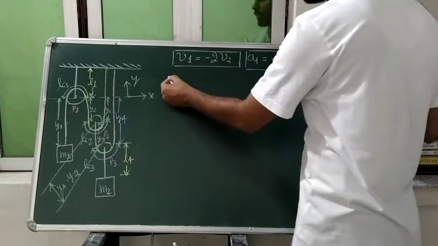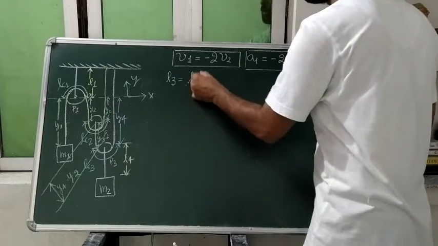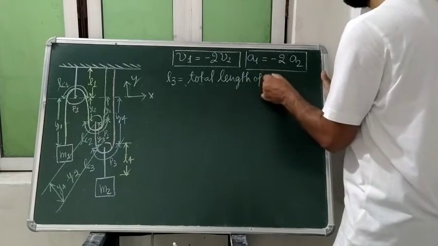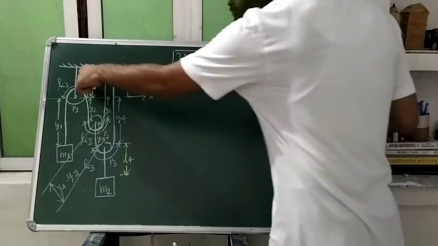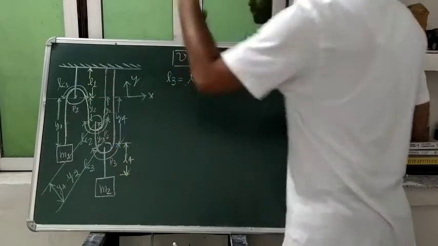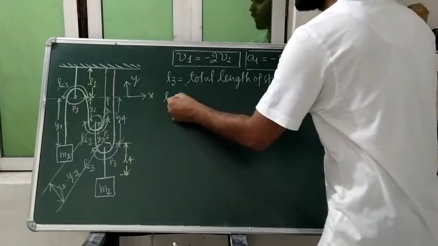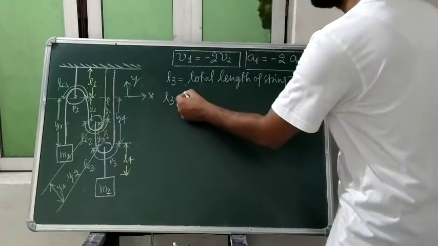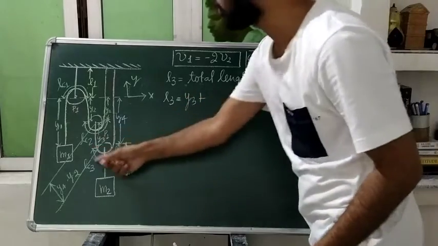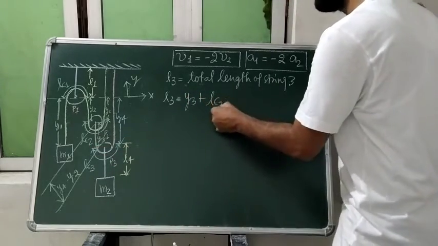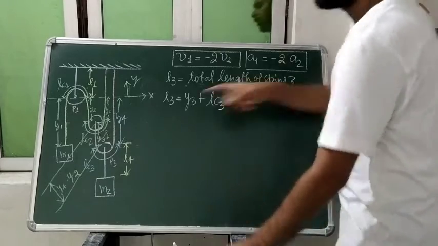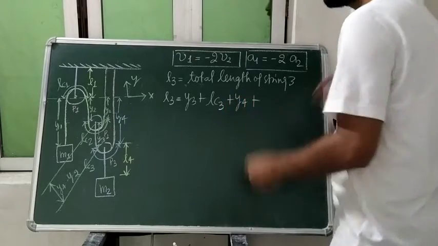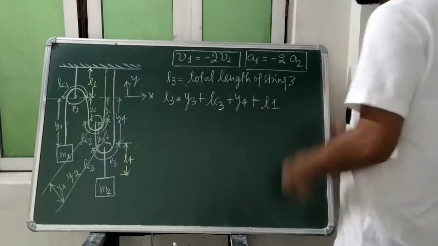Now suppose this L3 represents the total length of string 3. First string, second string, and this one is the third string. So L3 will be equal to, student, y3 plus the length of the string over the pulley, LC3, plus y3 plus LC3 plus y4 plus this L1, isn't it?